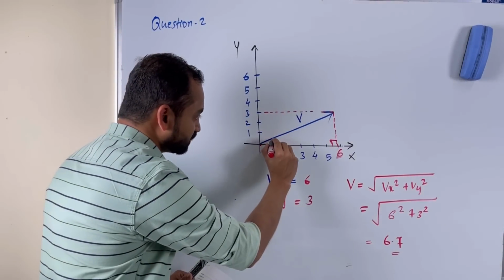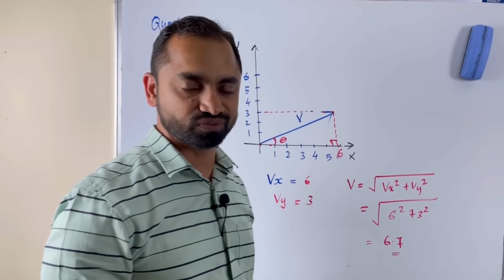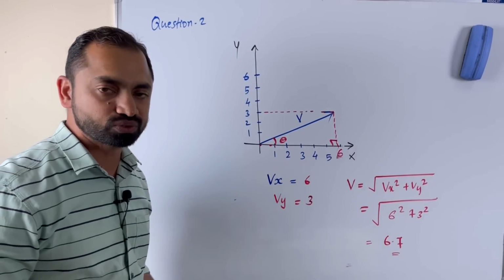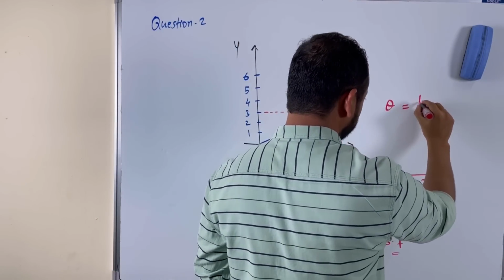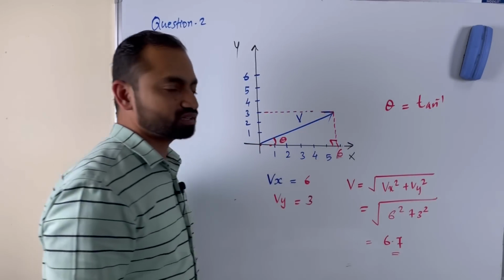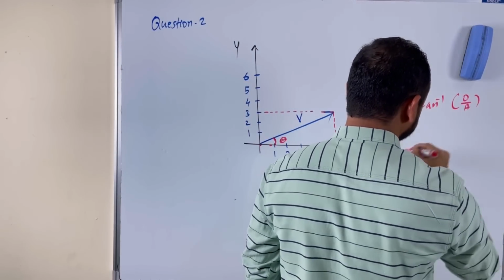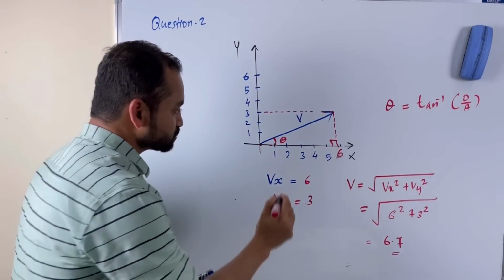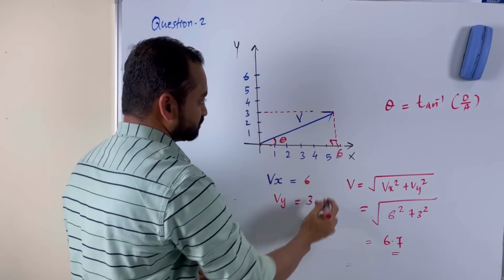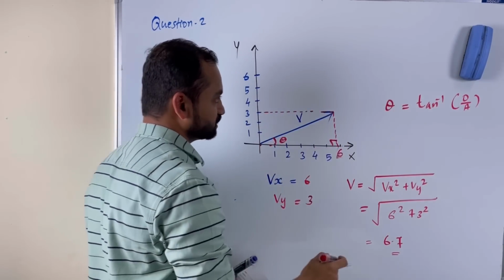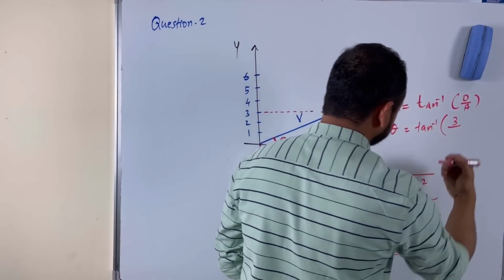And say this is the angle theta this vector makes with the x-axis, that is the direction of the vector. So how do we calculate that angle? You can always use this equation: theta equals tan inverse of the opposite side over the adjacent side. Which side is opposite to this angle theta? You can see here, this side is opposite, right? What is the value of this side? 3. So theta equals tan inverse 3 divided by the adjacent side.